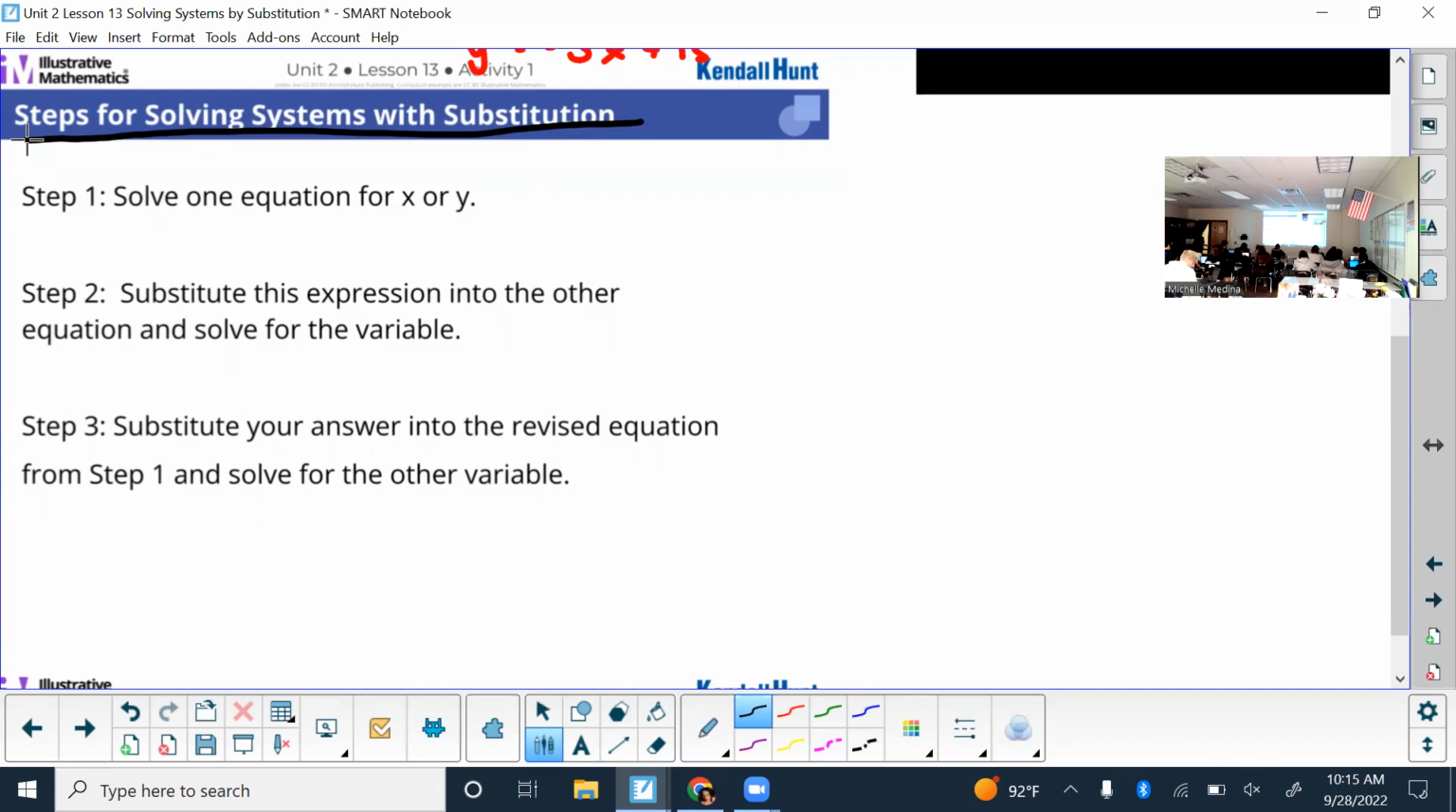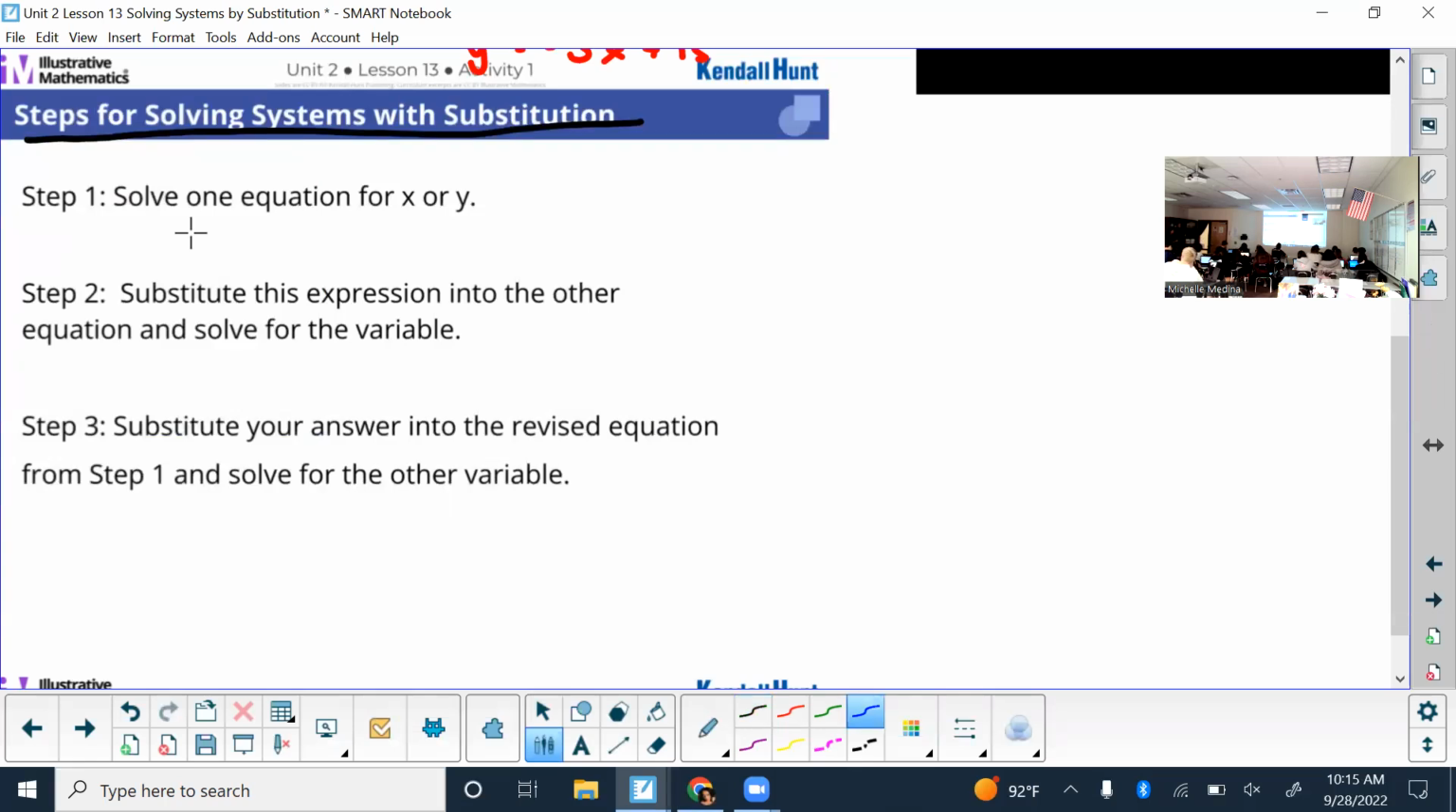All right, so step 1 is to solve one equation for x or y, or whatever variables. There's usually 2 different ones. Solve for one of them. It doesn't matter which one, x or y. Step 2, substitute this expression into the other equation and solve for the variable.